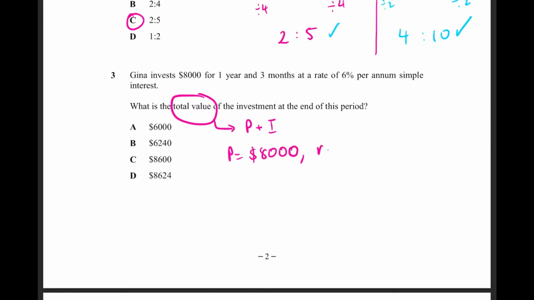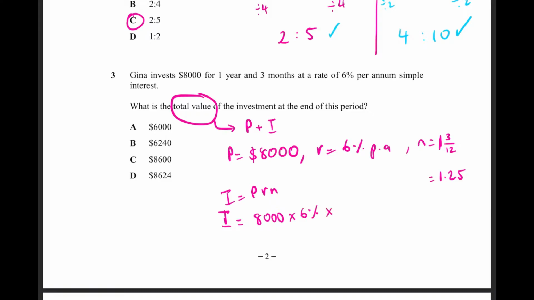Just like to write these down. My rate is 6% per annum. But in this case, Gina invests for 1 year and 3 months. So N is 1 year and 3/12. This 3 months here represented as a fraction is 3/12, which is 1/4. So it's 1.25. So your interest, using your simple interest formula, is 8,000 times 6% times 1.25. Plug that in on your calculator and you get $600. So therefore your total value is 8,000 plus the 600.